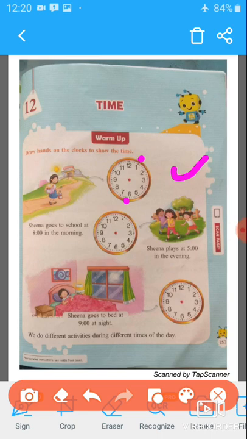The short hand is known as the hour hand. It moves slowly. As you know, a day has 24 hours. So the hour hand completes one round in 12 hours and two rounds in 24 hours. And the long hand is also known as the minute hand. The minute hand moves faster. It completes one round in 1 hour. Come now, I will teach you how to read the time.